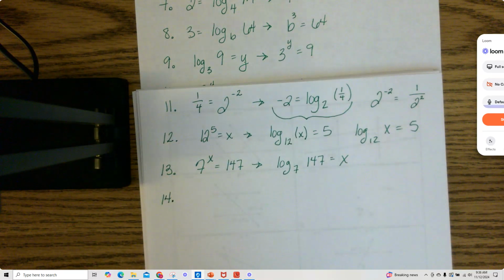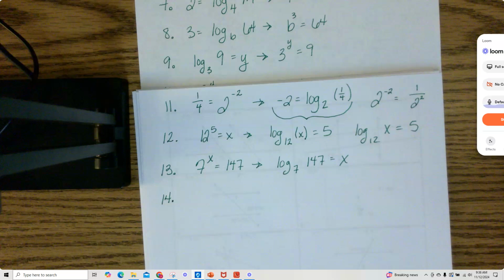Holy cow, this is way easier than what my kids had to do last year. We're going to get into some tougher stuff because I've seen it on there, but this is nothing compared to that. We're flying through this.